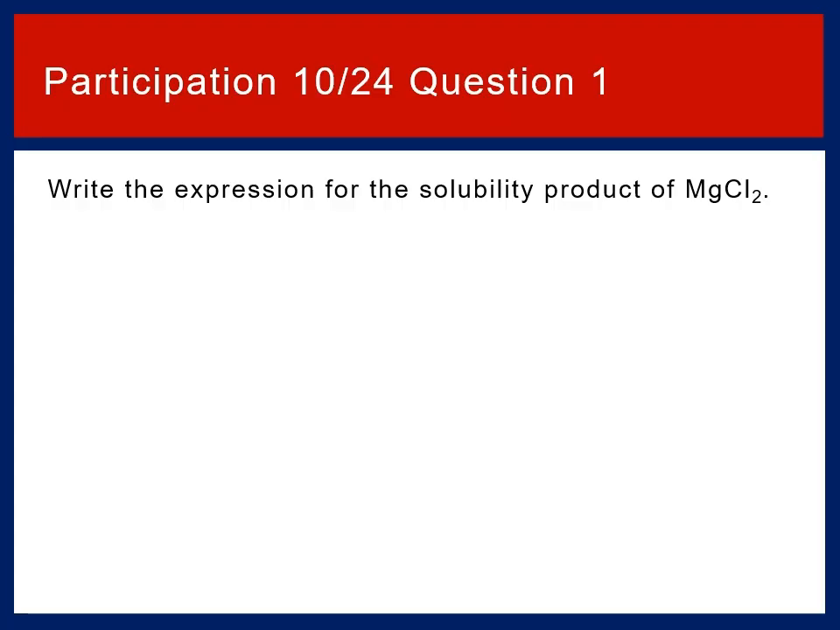Participation 1024, question 1. Write the expression for the solubility product of MgCl2. That is the first question on participation 1024, due Friday, October 24th at 11:59 p.m. over on Blackboard. The link to the assignment is right below the links to these videos. Again, write the expression for the solubility product of magnesium chloride. When writing expressions, if you're typing them in the Blackboard editor, just get them in the best order you can. Don't worry too much about formatting. When you're handwriting, you worry about formatting.